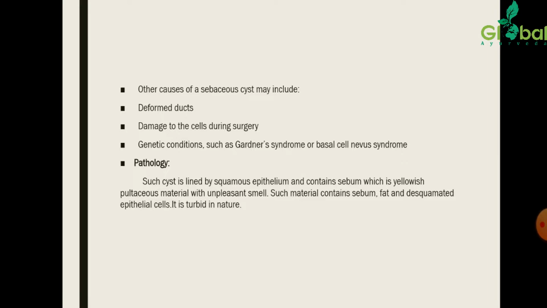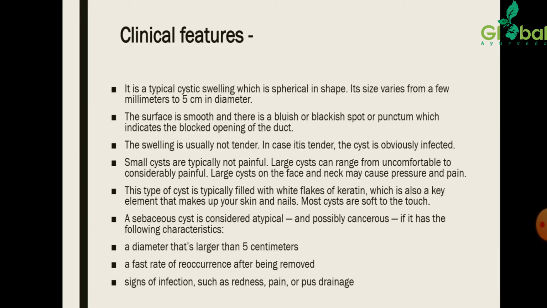Clinical features of sebaceous cyst: it is a typical cystic swelling which is spherical in shape. Its size varies from a few millimeters to 5 centimeters in diameter. The surface is smooth and there is a bluish or blackish spot, or punctum, which indicates the blocked opening of the duct. The swelling is usually not tender. In case it is tender, the cyst is obviously infected. Small cysts are typically not painful. Large cysts can range from uncomfortable to considerably painful.